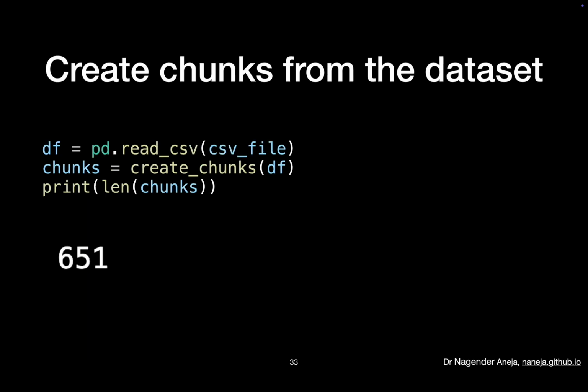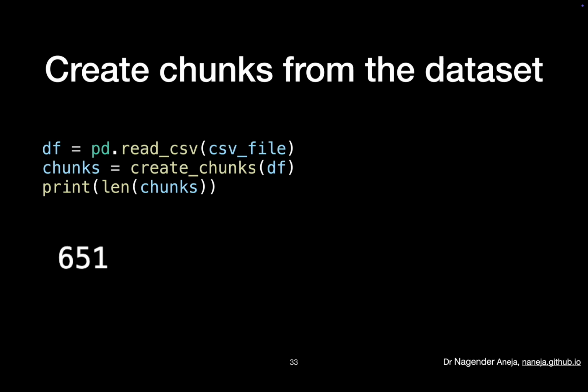Let's see now how many rows are there in this. So we say read CSV first, we get the data frame, and then we'll say create chunks of this data frame, and that's the list of the chunks, and this is a list, not the data frame. If we ask what's the length of the chunks, it says 651. So we had 200 rows, and from 200 rows we have converted to 651 rows now.